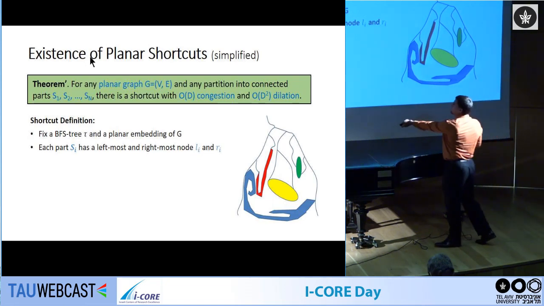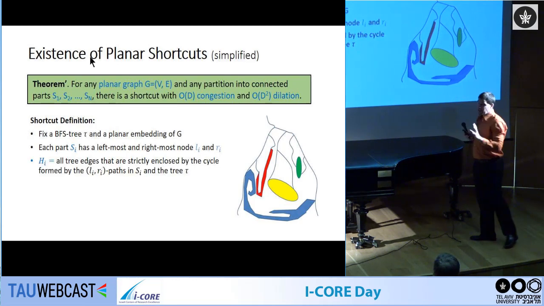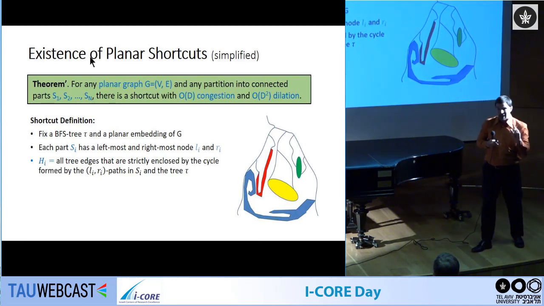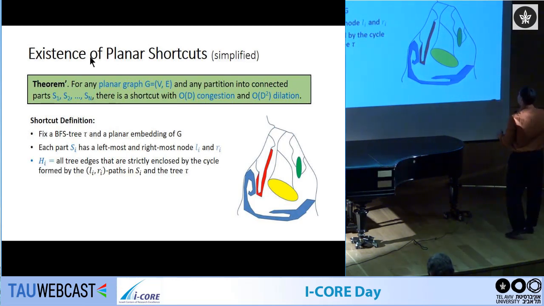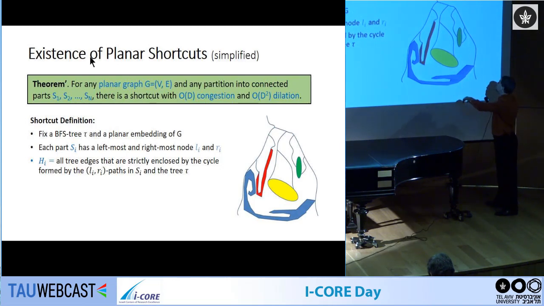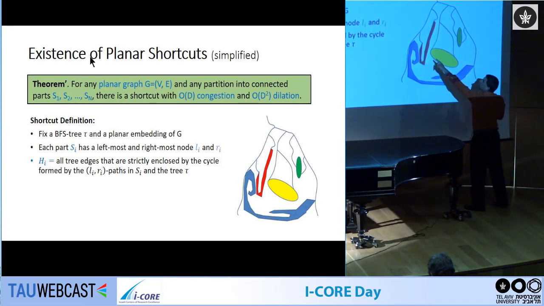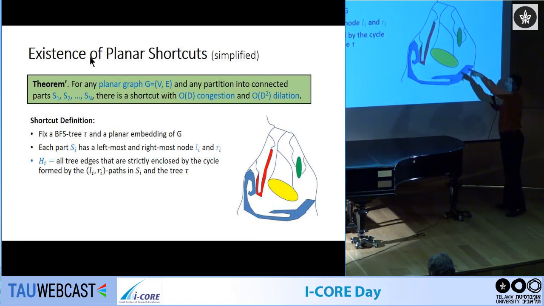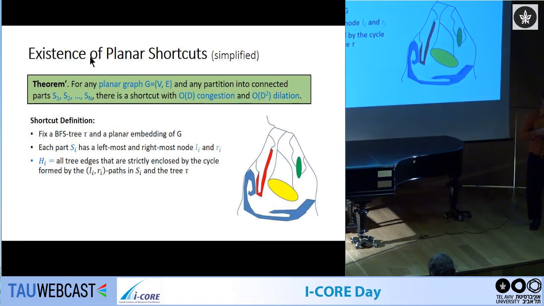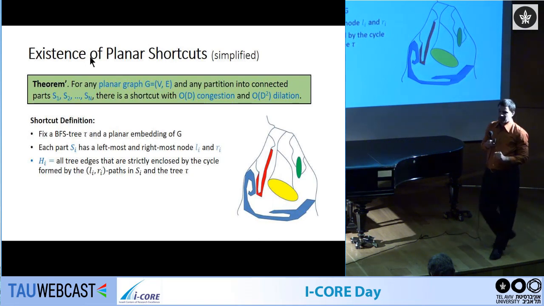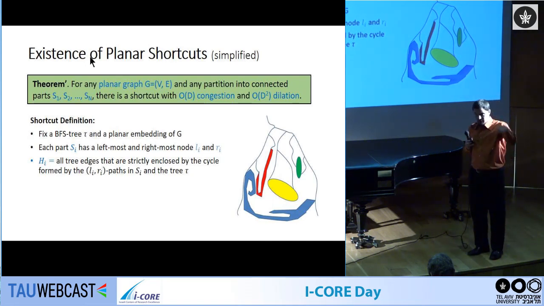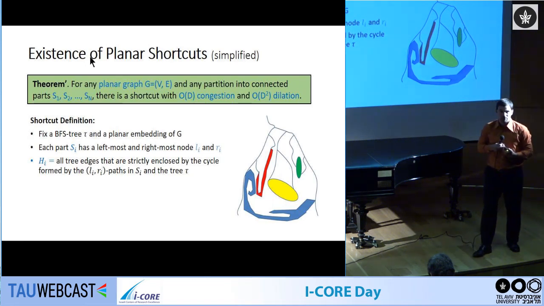And the shortcut is defined as follows. The H_i, the edges that we allow the ith part to use, for example the blue part, is anything that's enclosed. If I look at the leftmost point and the rightmost point in the tree, this closes a cycle. This is called a fundamental cycle. Anything that's enclosed by this fundamental cycle, not the border itself, anything that's strictly inside the cycle in the planar embedding, these edges the blue set is allowed to use to communicate. Okay? Is the definition of the shortcut clear?